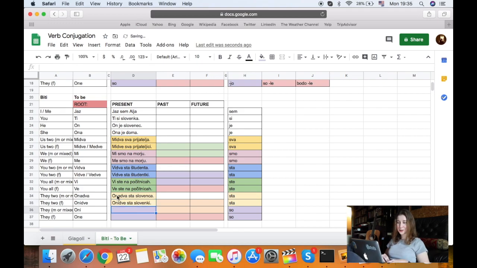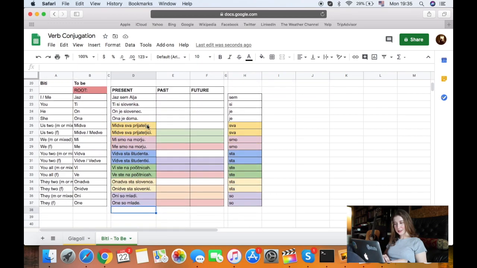Okay, hope you're following me. So, sta, both for oni dva. And then oni so mladi, they are young, and one so mlade. As you can see, the endings are changing depending on the genders. But don't worry about this now. I just hope that maybe you get a feel for it, how it goes.